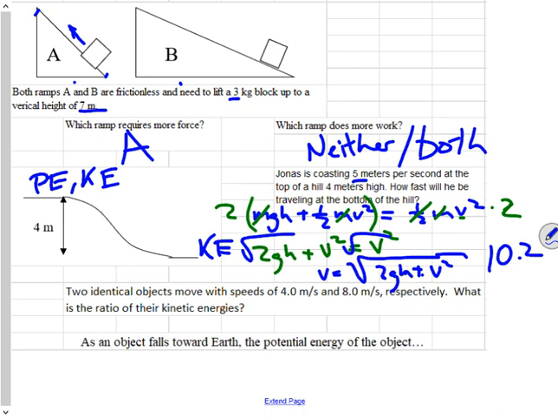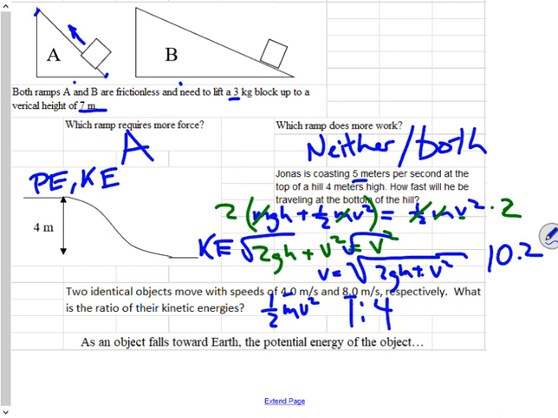Next up, we talk about two identical objects. So that means they have the same mass, and they have a velocity of 4 and 8. And the idea is that I want you to remember that 1/2 mv squared, if velocity is squared, when you double the velocity, your kinetic energy is 4 times bigger because it's squared. So the ratio of kinetic energies here is going to be 1 to 4.